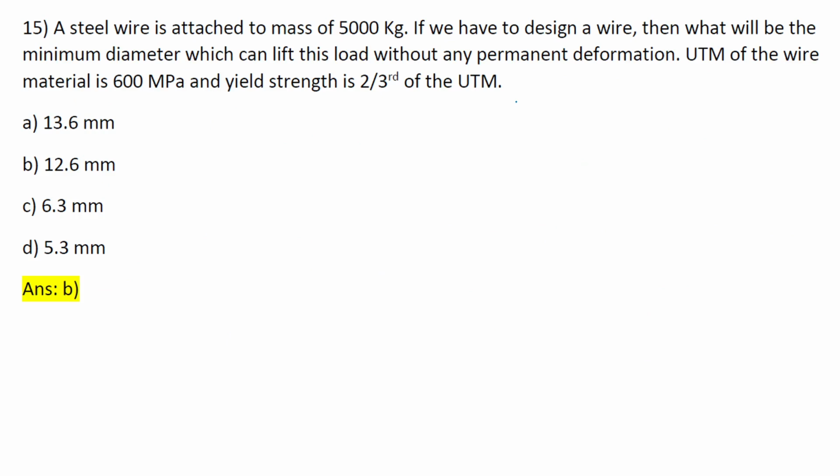Okay, now the next question. A steel wire is attached to a mass of 5000 kilogram. If we have to design a wire, what will be the minimum diameter which can lift the load without any permanent deformation? The UTS of the wire material is 600 megapascal and yield strength is 2 by 3rd of the UTS. So here you have to find the minimum diameter which can lift the load without any permanent deformation.